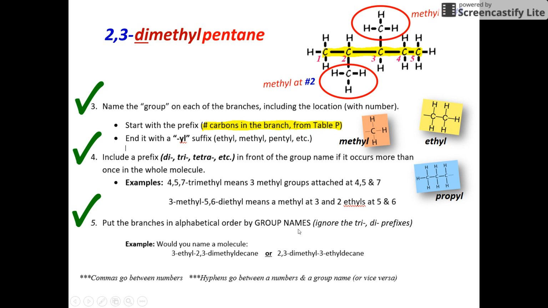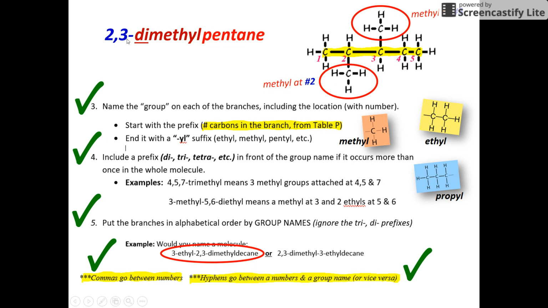Well, we go by the group names and we ignore the prefixes. So we'd use this, putting ethyl before the dimethyl. E comes before the M in dimethyl in the alphabet. Okay? Finally, a couple of important points. What's up with the commas and the hyphens? Well, we always put commas between numbers in this kind of naming, and hyphens go between a number and a group name or vice versa.